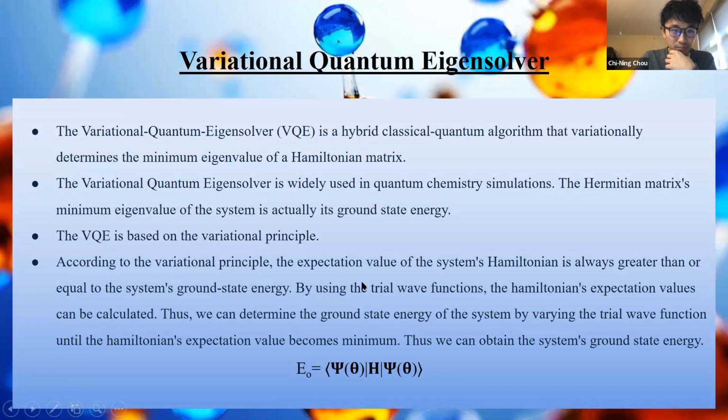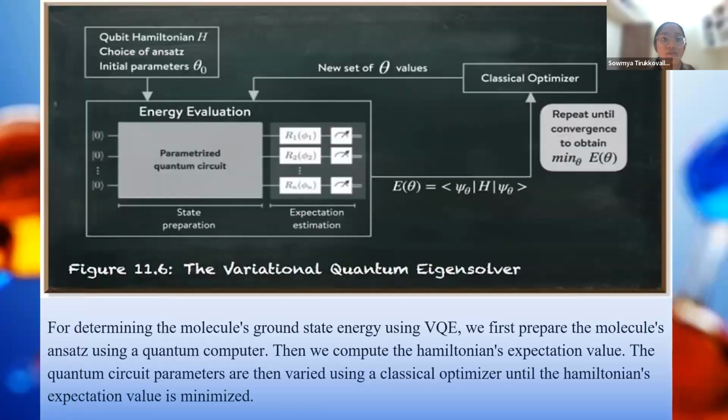So I was talking about how VQE is a hybrid classical quantum algorithm that variationally determines the minimum eigenvalue of a Hamiltonian matrix, and it's widely used in quantum chemistry simulation. I've already defined the variational principle, and it's given by this equation where using a trial wave function, we can find the minimum eigenvalue of the system. This is an illustration of the variational quantum eigensolver.